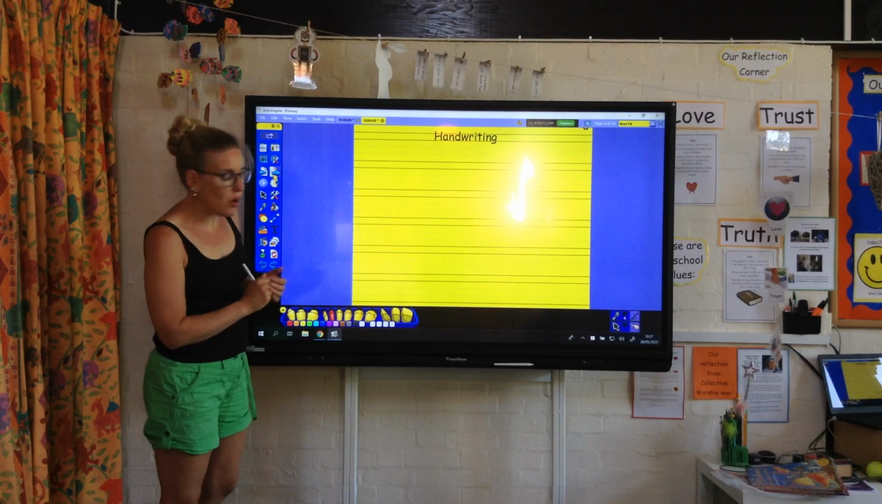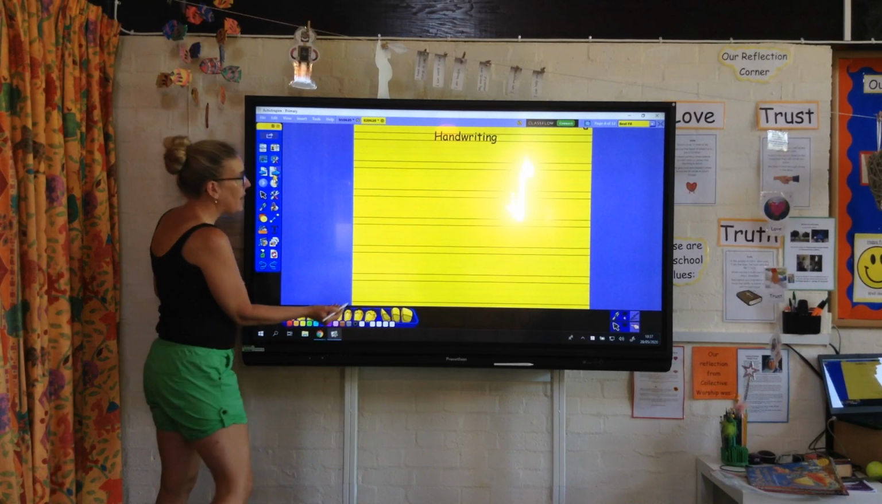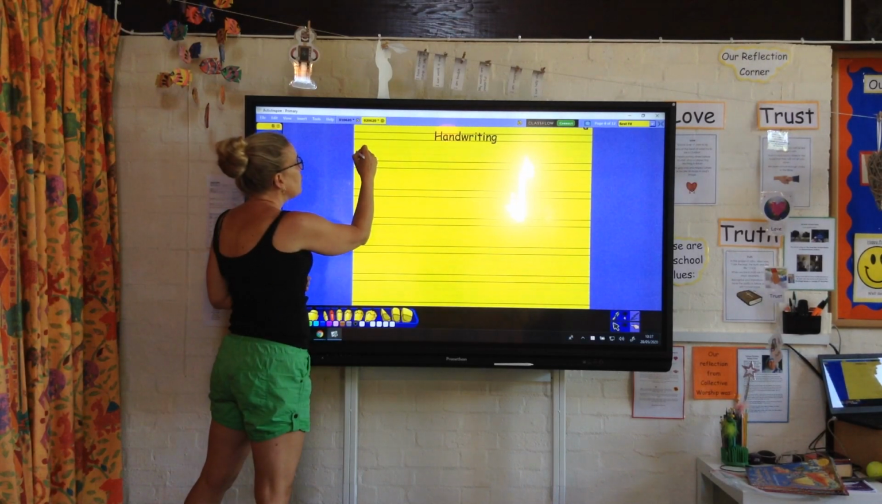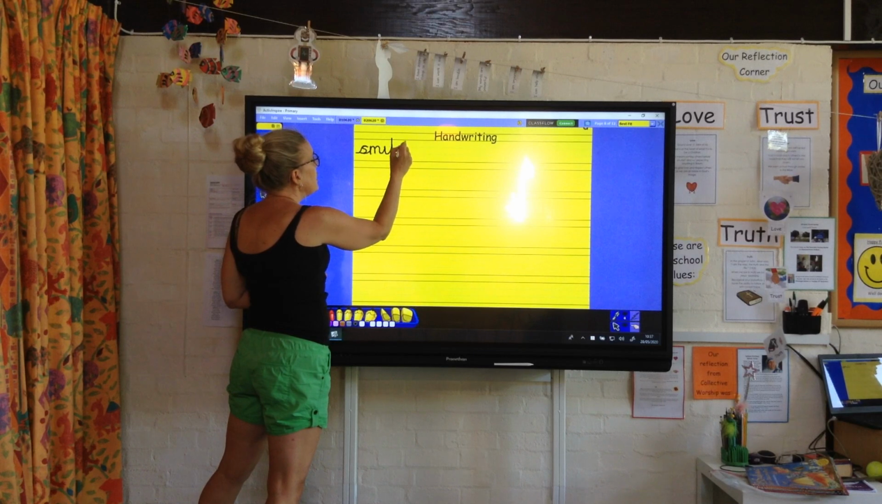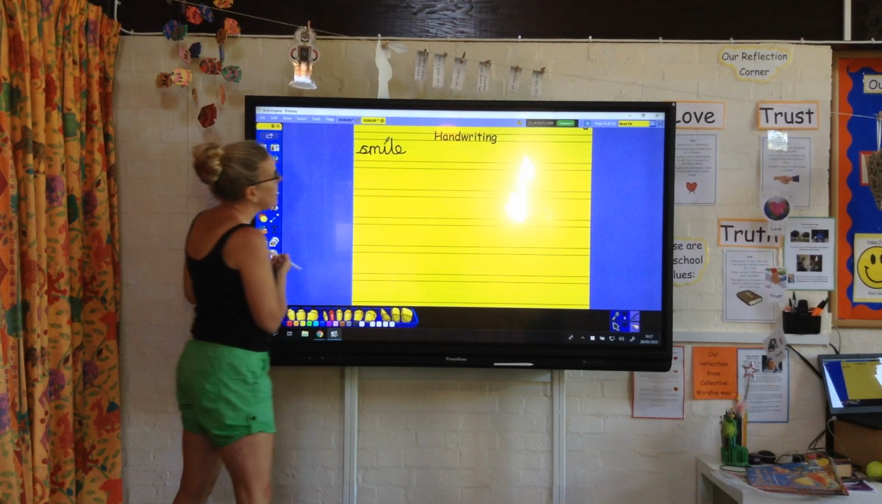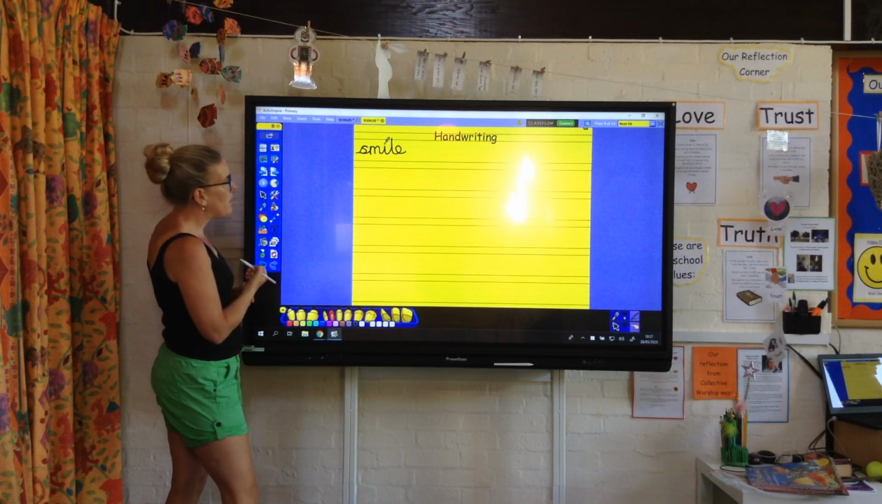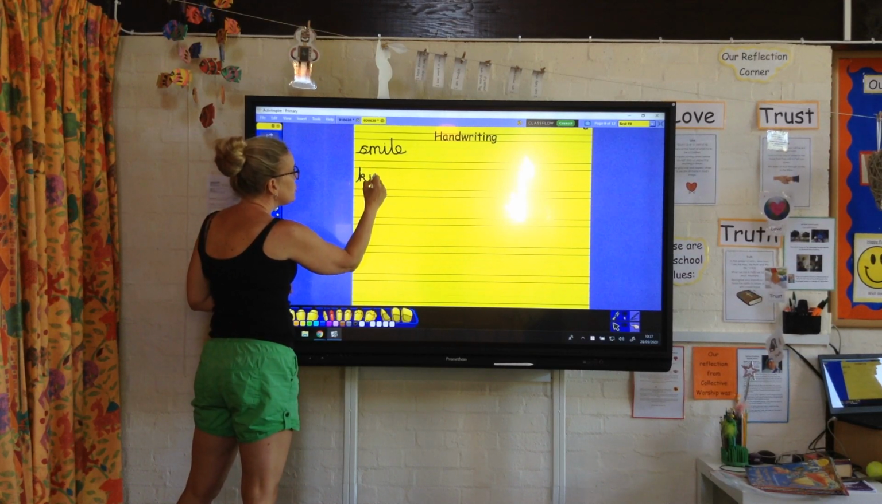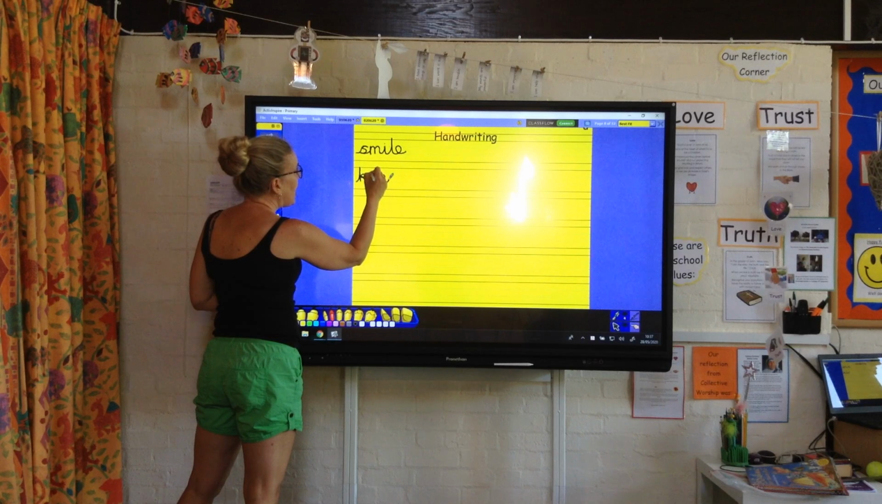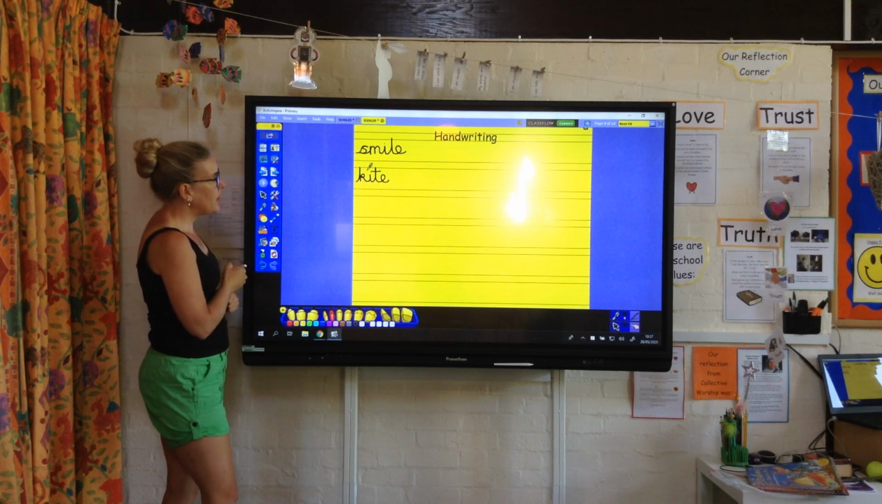Handwriting today, so we're going to write some words with that split vowel digraph in them. So we're going to write the word smile. So we've got our wriggly S, up, down and over for our M, short I, tall L and our E on the end. And we must always remember that at the end. Kite, tall K, short I, tall T, and then our curly E on the end.